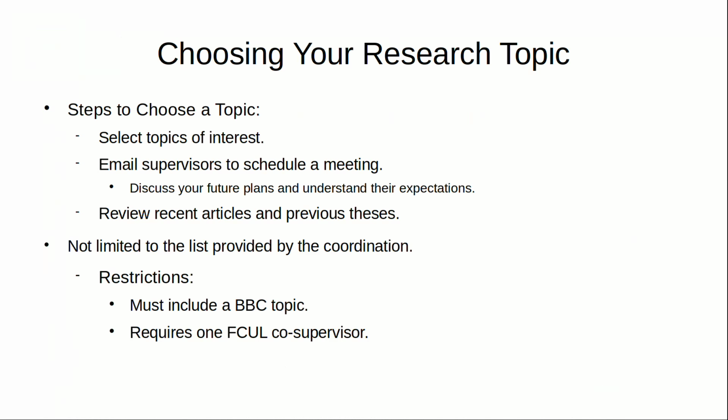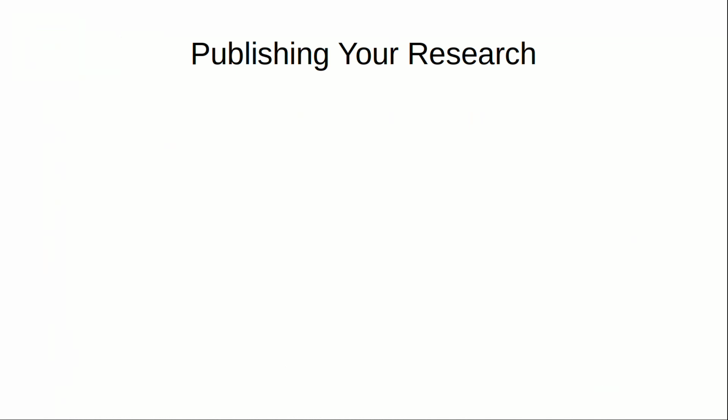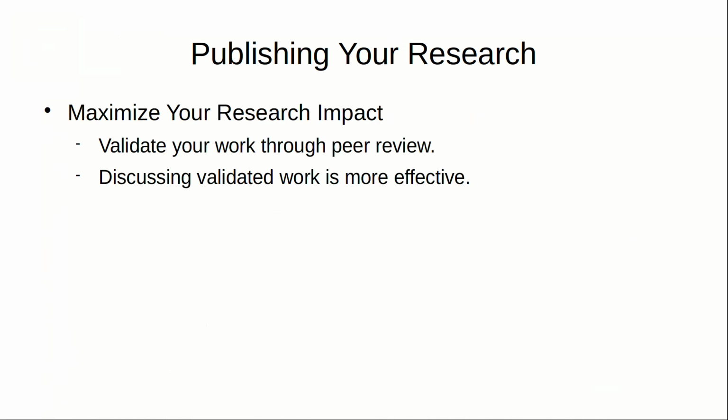Okay, so you got your topic, you're doing your research, now what? How does this research actually get out there into the scientific community? That's where publishing comes in. The guide stresses the importance of peer review. That's the gold standard for validating scientific work. When other experts in your field have reviewed and approved your findings, it gives your research way more credibility and impact. It's like a stamp of approval from the scientific community.